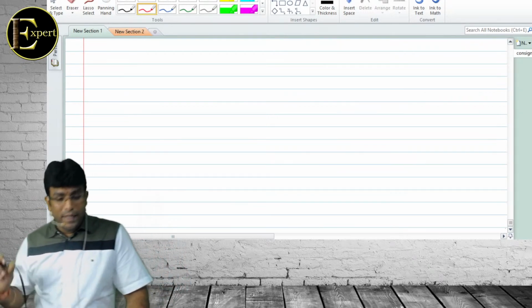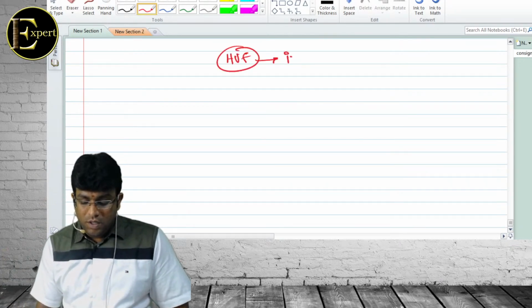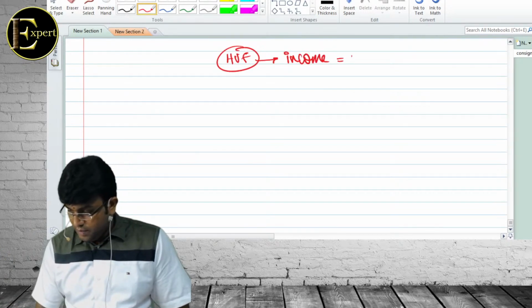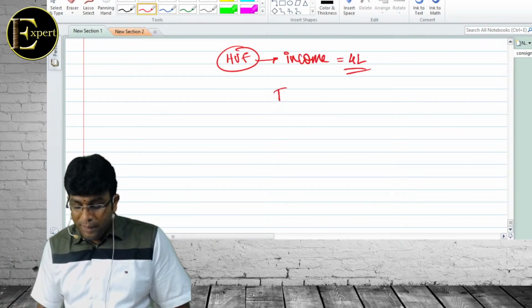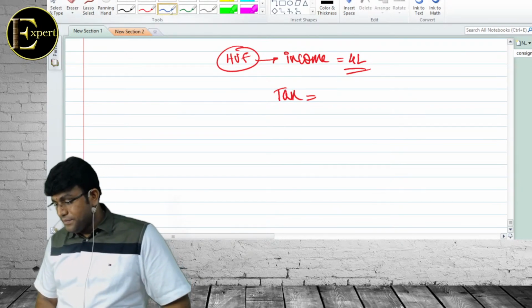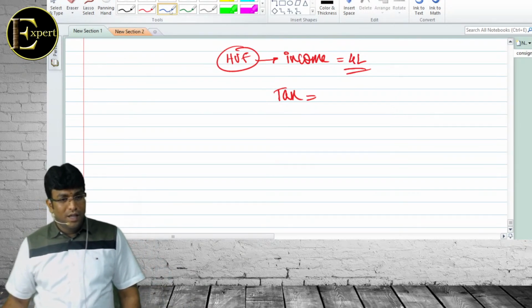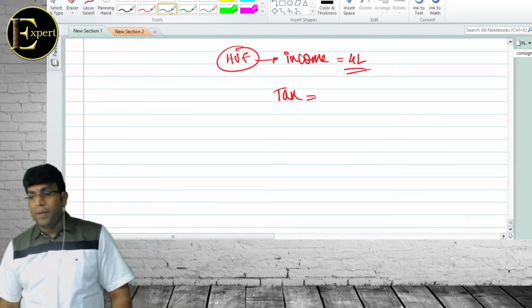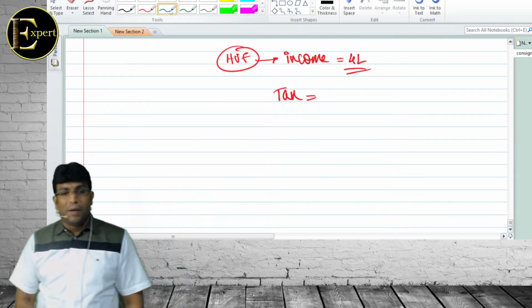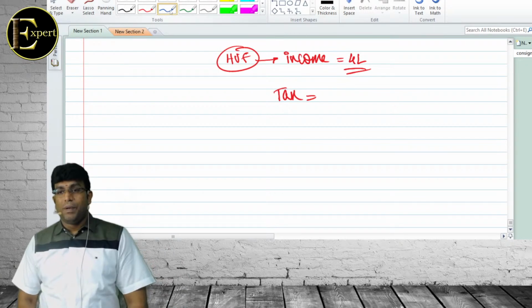Okay, is it clear? Okay, one small question. There is a HUF whose income is only 4 lakh. Tell me, beta, what will be the tax calculation? Just 1 minute time. Think properly. Apply all the provisions. Apply 288A, apply 288B. Whatever sections you think will apply, will apply. If you think 87A will apply, apply that also. Apply all the sections.